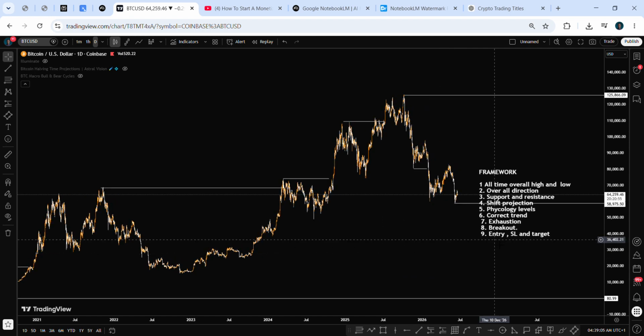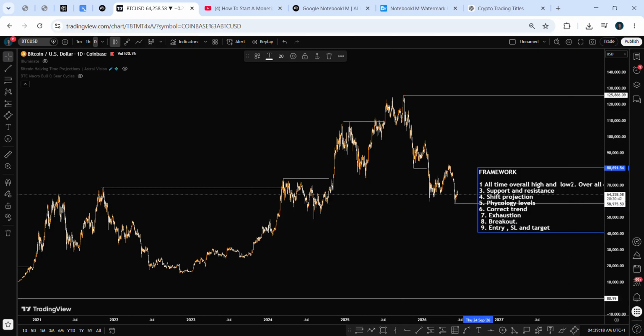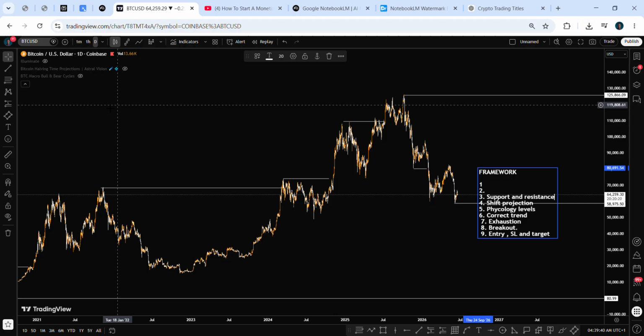So now let me clear some of the things that I have been able to do. Firstly, I have been able to identify my all-time high and low. I've been able to understand the overall direction. Then the next thing now is support and resistance.